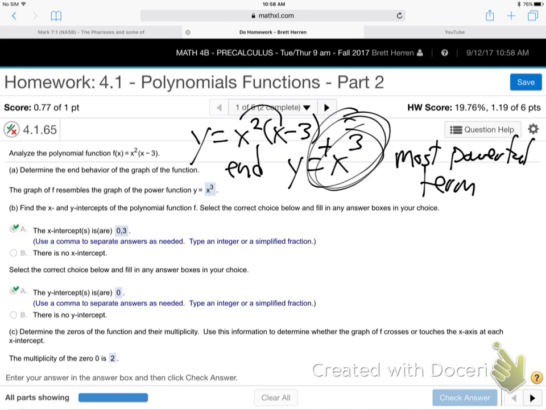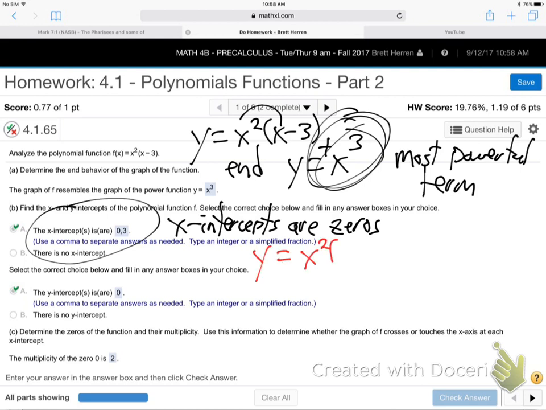Okay, so the x-intercepts. X-intercepts, are you comfortable with that? That's another name for zeros. X-intercepts are zeros. They're one and the same thing. They mean where does the graph hit 0, right? So how do we find those?